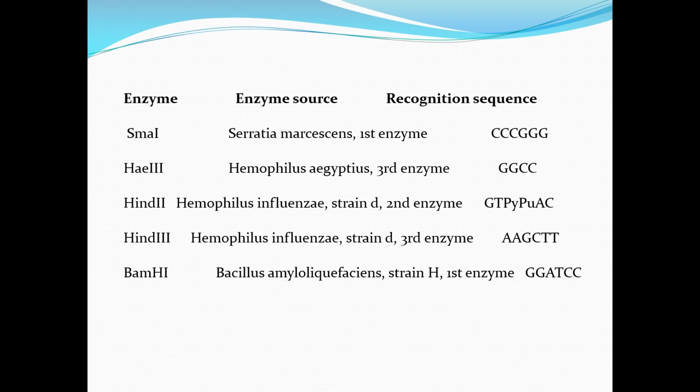These are examples of restriction endonuclease enzymes. You can see each has a three-letter name, like SmaI. Sma comes from S for the genus name and ma for the species name, like Serratia marcescens. Likewise HaeIII stands for Haemophilus, and aegyptius; HindII is Haemophilus influenzae strain d; and BamHI is Bacillus amyloliquefaciens strain H, first enzyme.